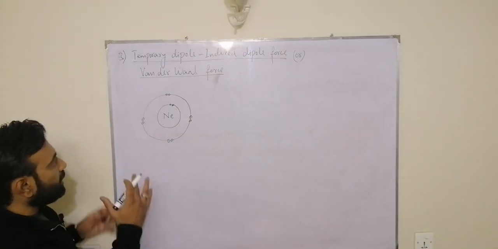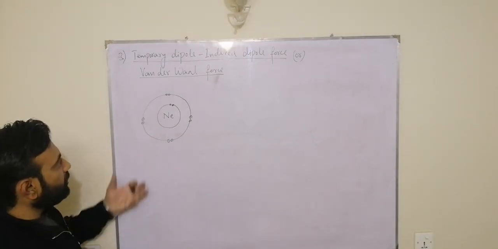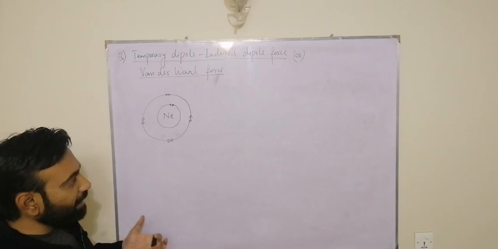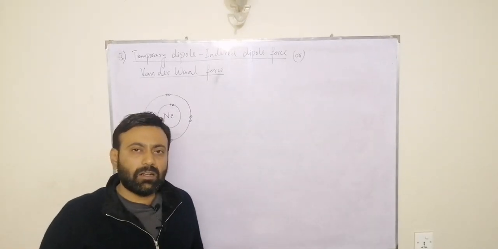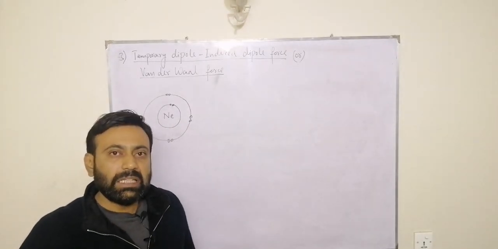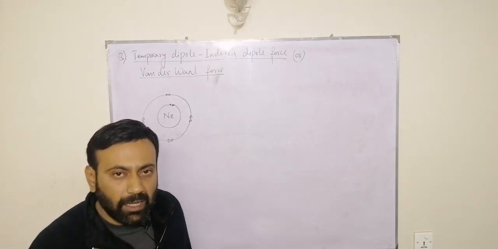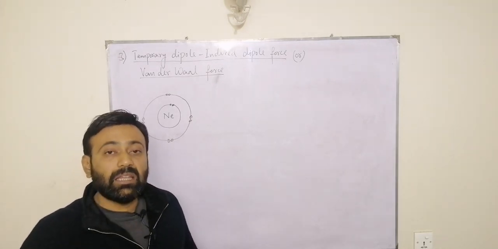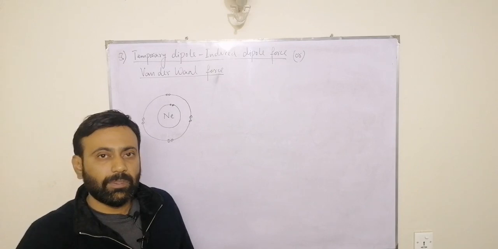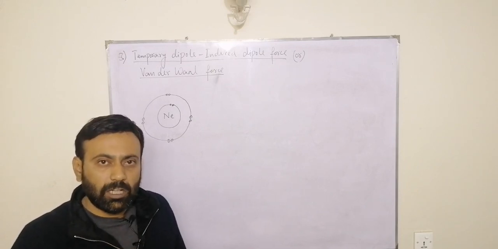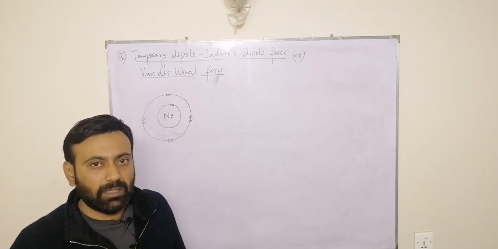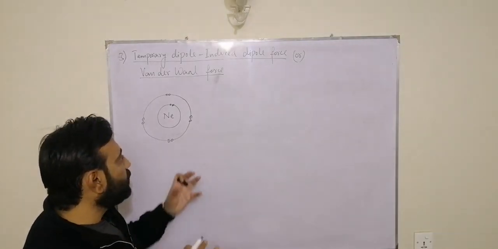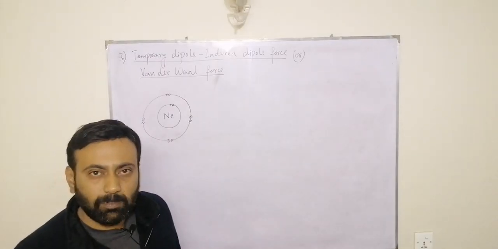Now in a diagram we see the electrons like this, but in reality these electrons are not in their fixed positions. These electrons are revolving around the nucleus in a spherical pathway, not even a circular pathway, it's a spherical pathway. That is why their positions are never fixed, they are moving at high speeds.